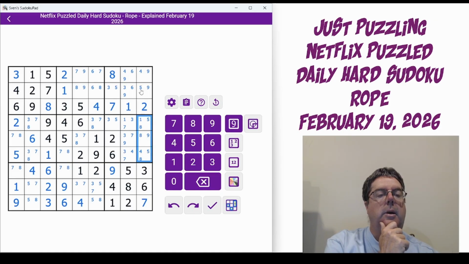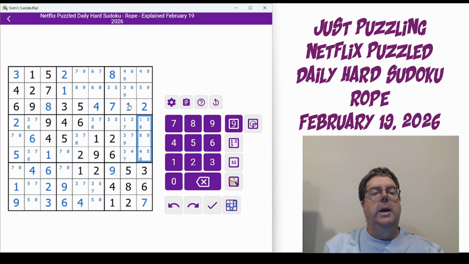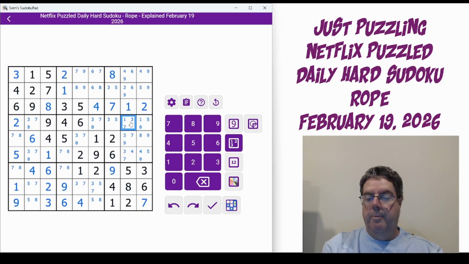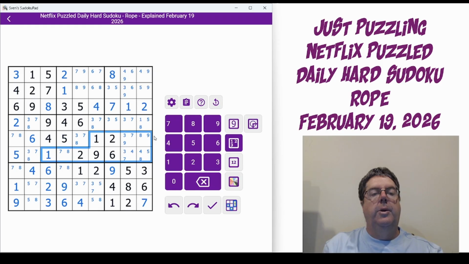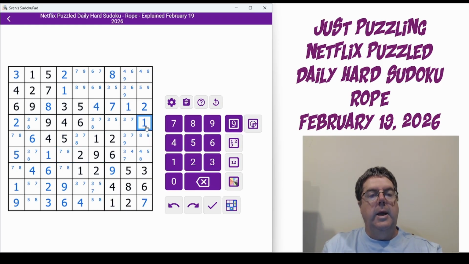Right. So 3, 7, 9. 6, 7. 3, 5. Oh, 1 can't be here. So that can't be a 1. 1 comes across here, 1 comes across here, 1 comes down here, 1 comes up here. So this is actually a 1 here.